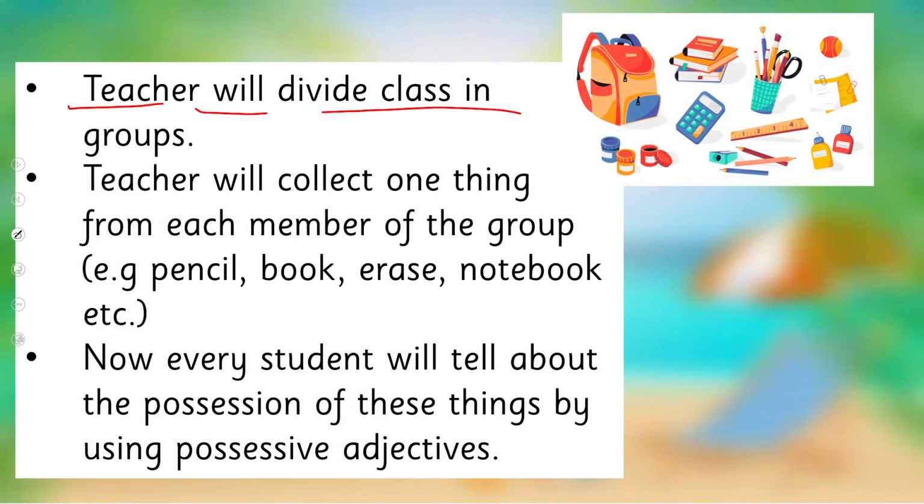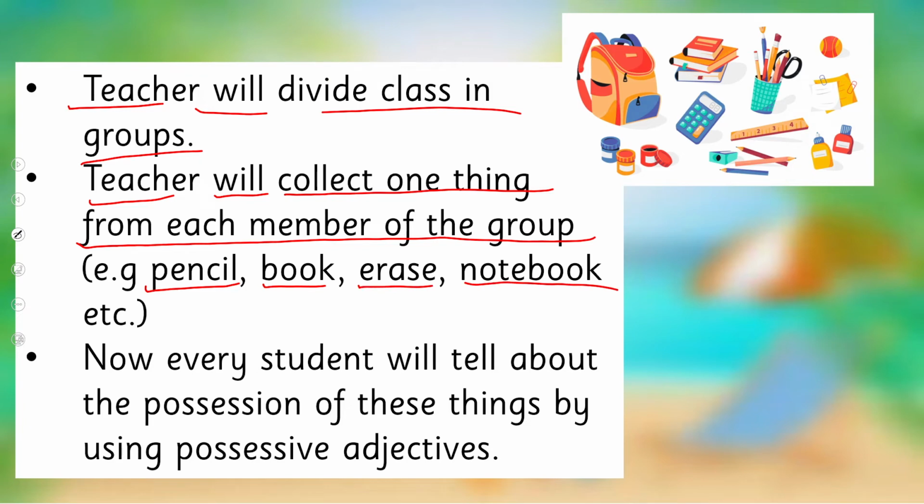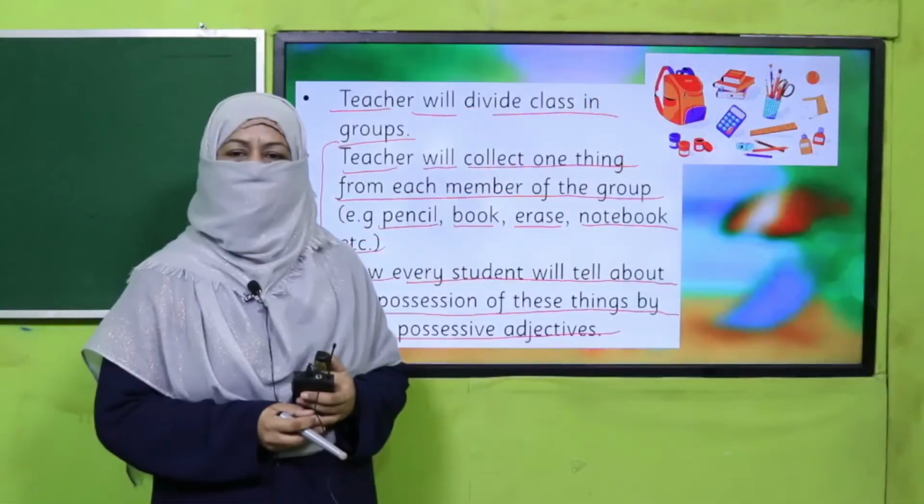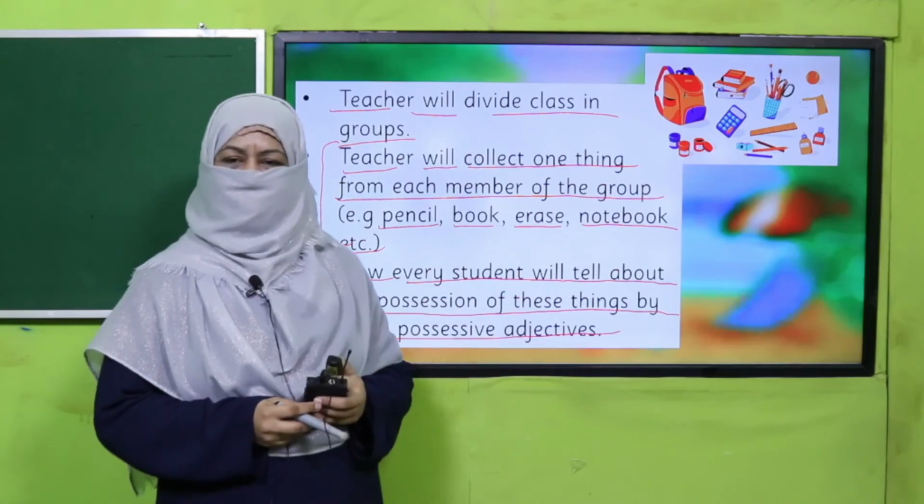Teacher will divide the class in groups, and the teacher will collect one thing from each member of the group. For example, a pencil, a book, eraser, notebook, etc. Now, every student will tell about the possession of these things by using possessive adjectives, by saying, this is my pencil, it is her book, etc. Okay, so pause the video, enjoy this activity, and then come back.